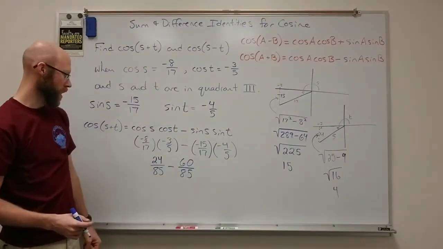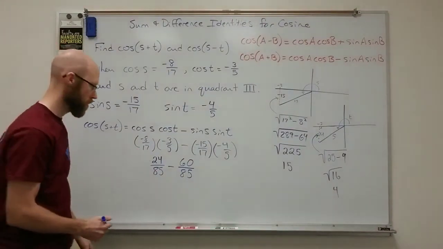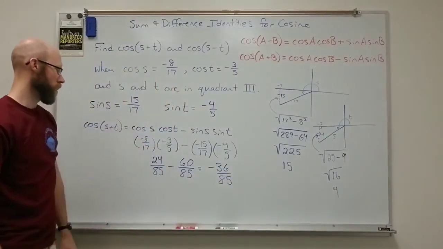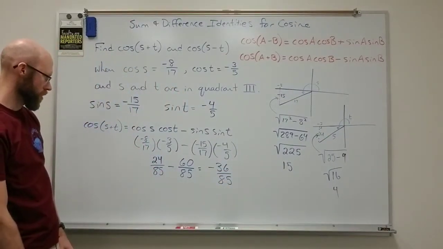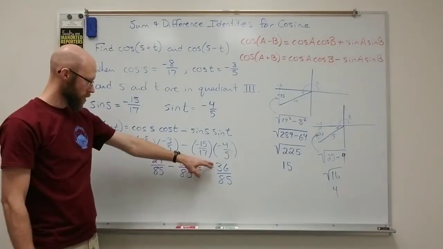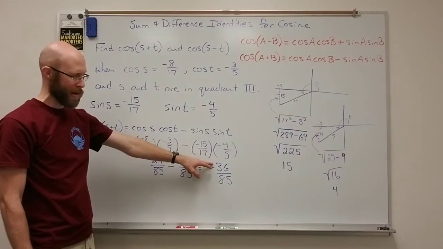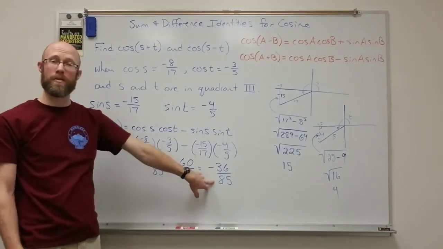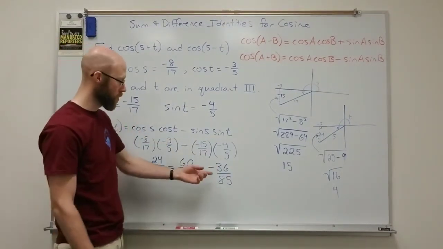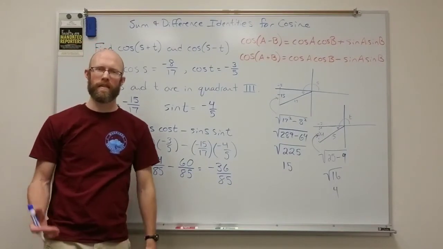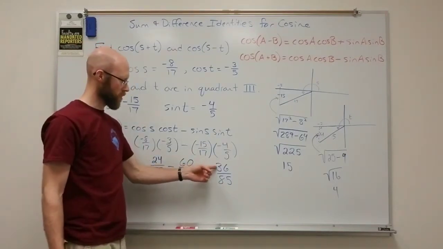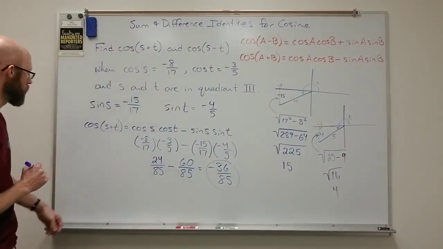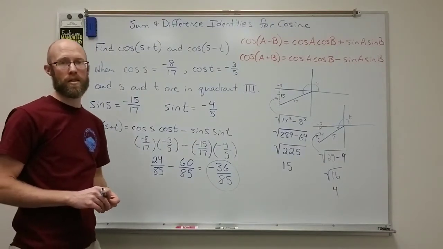24 minus 60 is -36 over 85. Question is then, does that reduce? 36 has factors of 2 and 3. 2 does not divide 85. 3 does, right? 8 and 5 add up to 12. So, no, it doesn't add up to 13. I can't add. No. 2 and 3 don't go into 85. So that's good. -36 over 85 should be our value there for the cosine of s plus t.